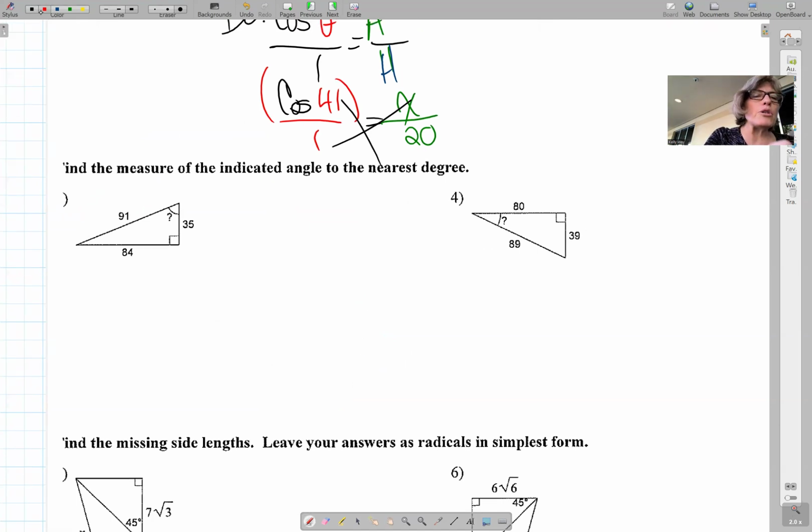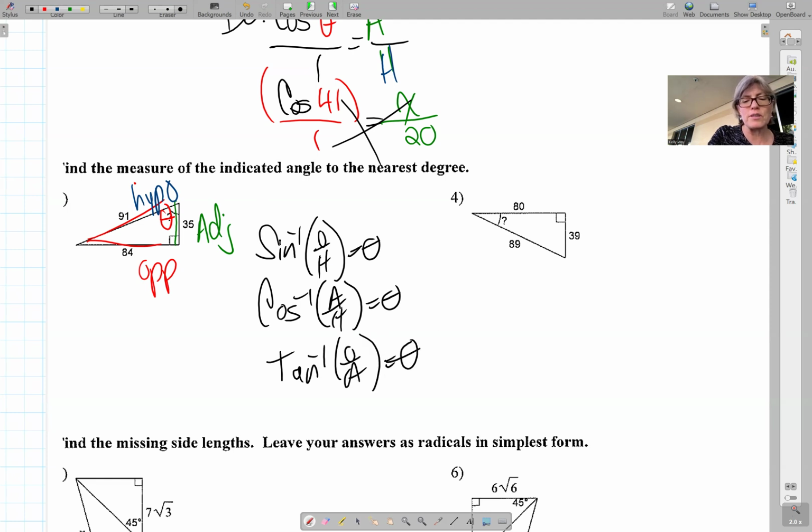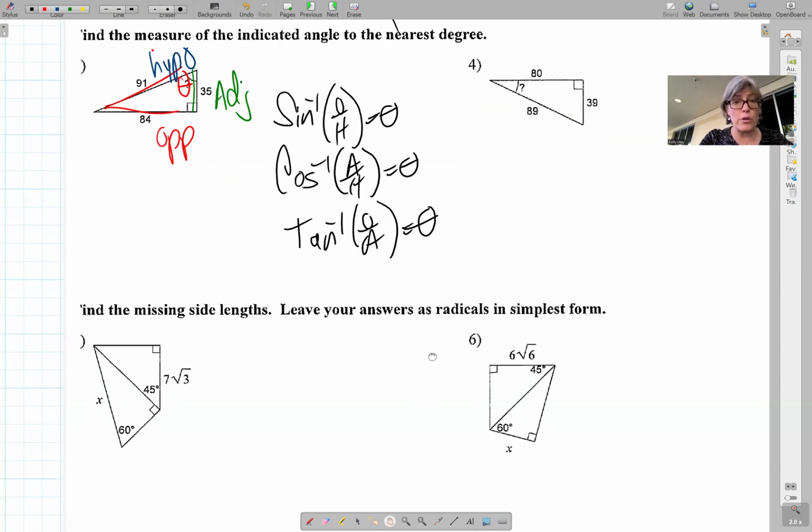Taking here, we're using inverse to find theta. We have, this would be adjacent, this would be opposite, and this would be your hypo. You have all three, so you could technically use all three. So I could use inverse sine, opposite over hypo gives us theta. Inverse cosine, adjacent over hypo gives us theta. Or inverse tangent, opposite over adjacent gives us theta. When you have all three, you could use all three.